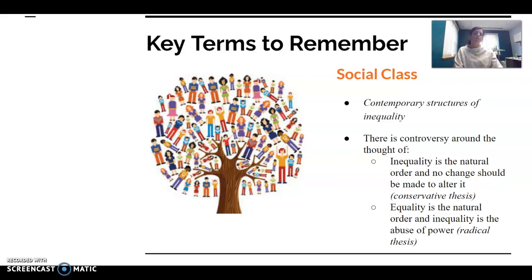A more radical thesis is that equality is the natural order and that inequality is the abuse of power. Those theses or mindsets can really influence how individuals might vote or what political party they may align with, because their viewpoint is either more conservative or radical.